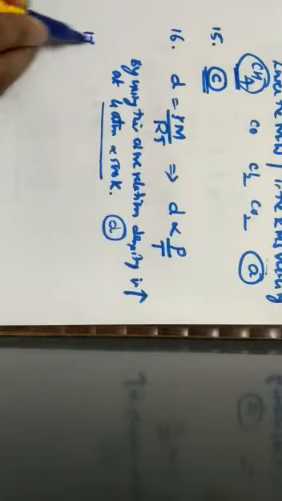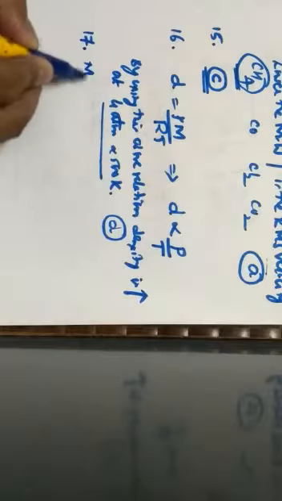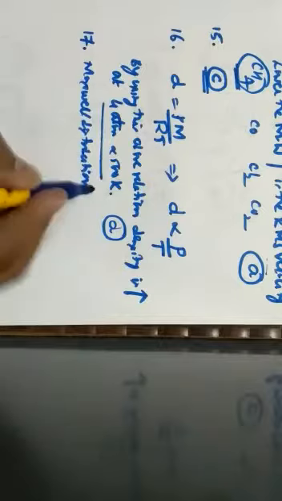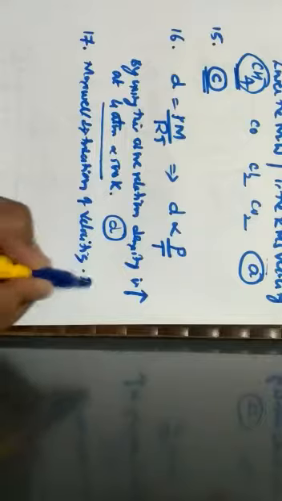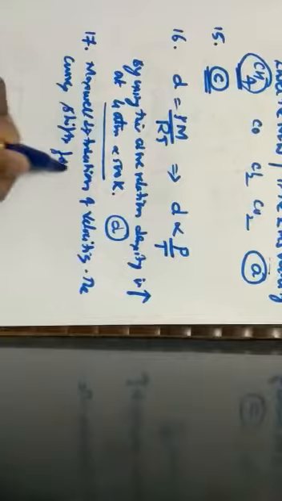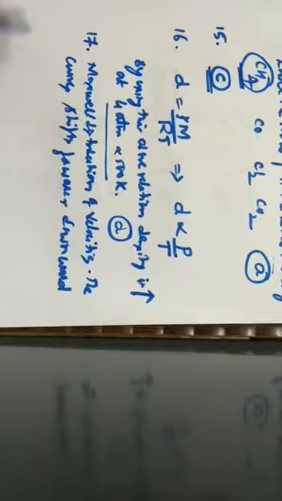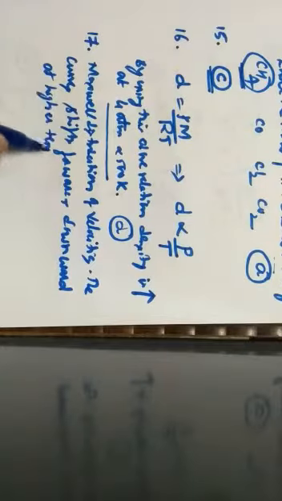Next one, question number 17. Plot of Maxwell's distribution of velocity is given. According to the given curve, which statement is correct about this graph? We know that according to Maxwell distribution of velocities, the curve shifts forward and downward at higher temperature.